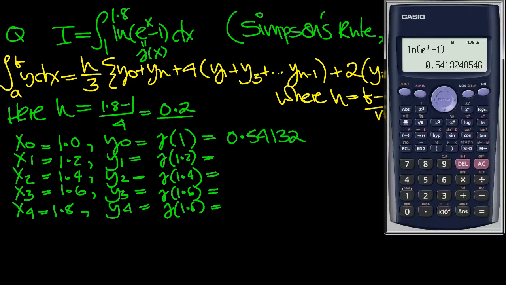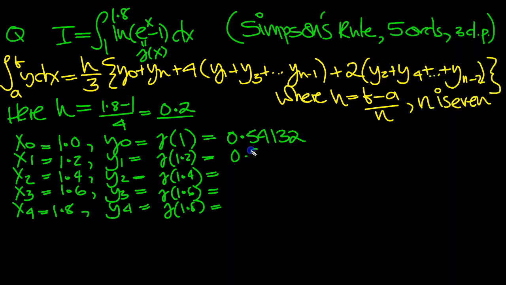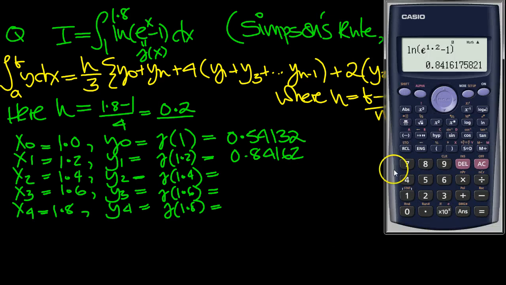0.54132. Next one is 1.2. Toggle back and change the e to the 1. There's where the x value is up there. Put 1.2. 0.84162. Next one. Now it's 1.4.